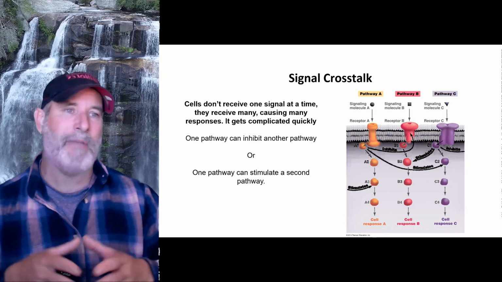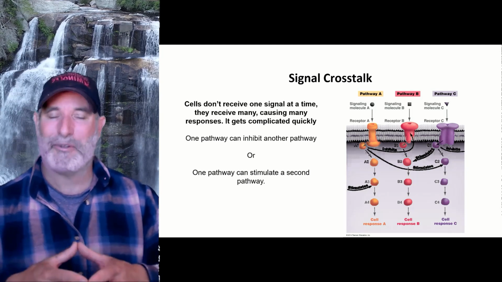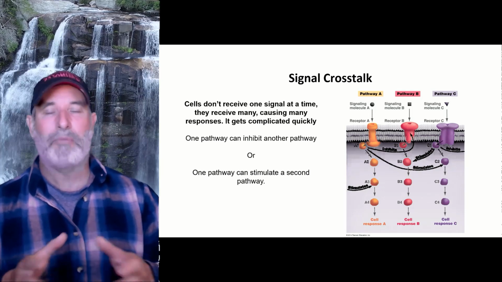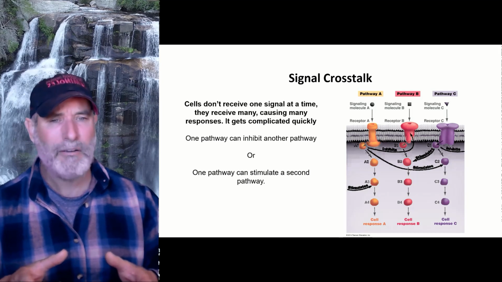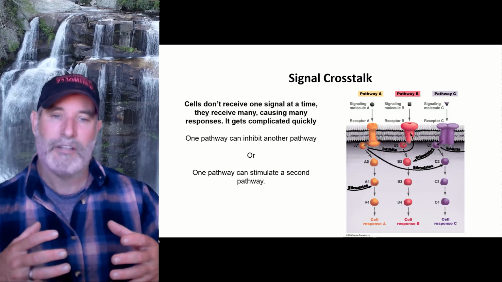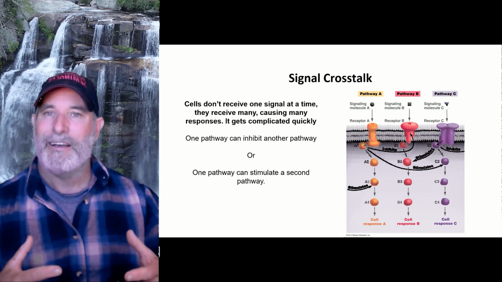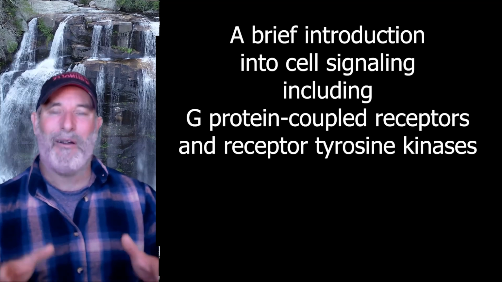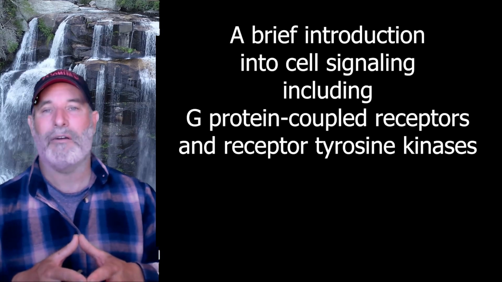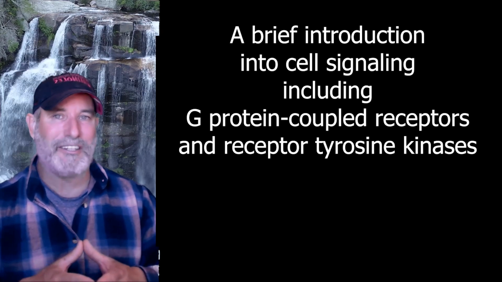So the point that I'm trying to make here is that cell signaling is very complicated. There's lots of different signals. There's over 800 G protein coupled receptors alone that we know about, and cells receive multiple signals and have lots of crosstalk. And so these cells are responding to multiple stimuli at once. Okay, now that's been a very brief introduction into cell signaling with a focus on the receptor molecules, the G protein coupled receptor and the receptor tyrosine kinase.